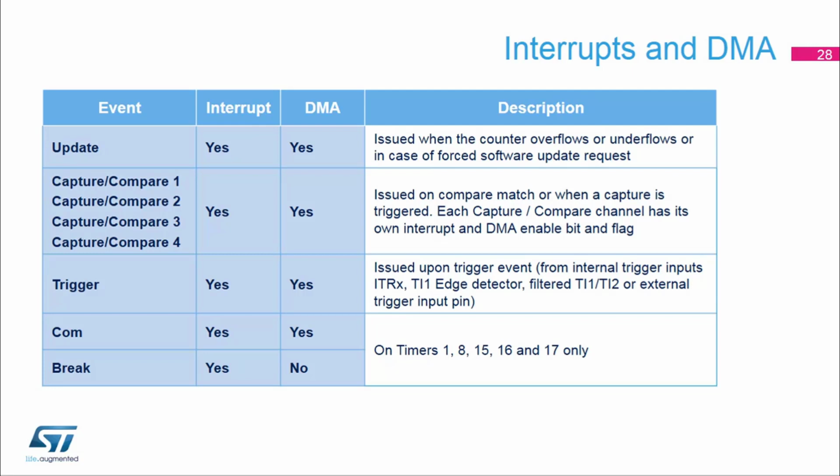The repetition counter allows you to skip some PWM periods and decrease the number of interrupts or DMA requests at high PWM frequency. Each of the 4 capture and compare events have their own interrupt and DMA. A trigger event on TRGI input, regardless of the trigger source, can also trigger an interrupt or DMA request. Lastly, additional sources of interrupts and DMA requests are the commutation and break events on timers 1, 8, 15, 16, and 17 only. Note that the break event does not generate DMA requests.